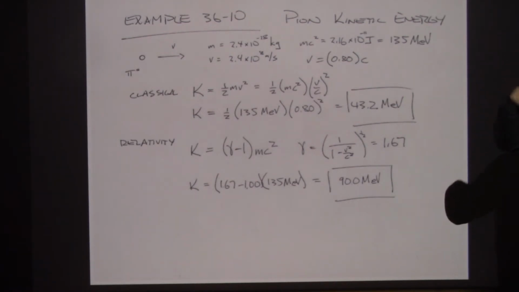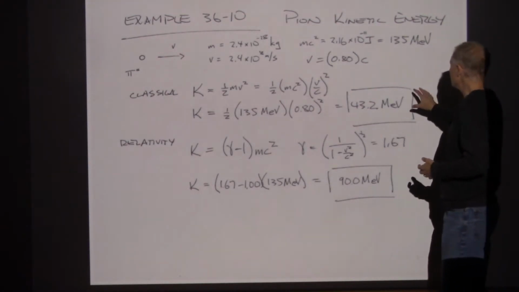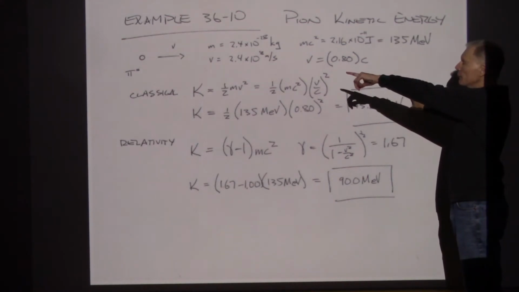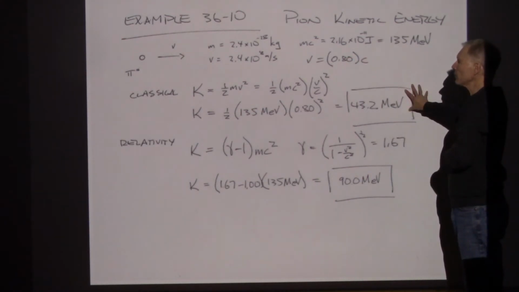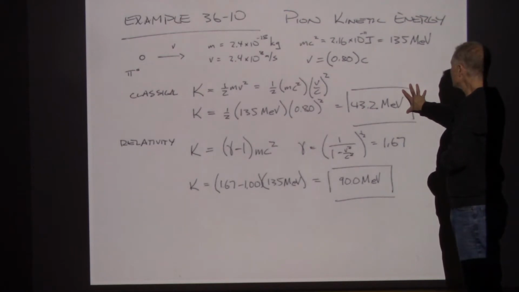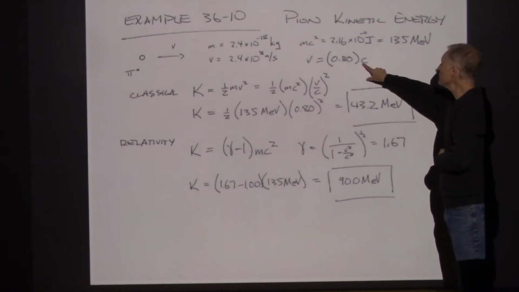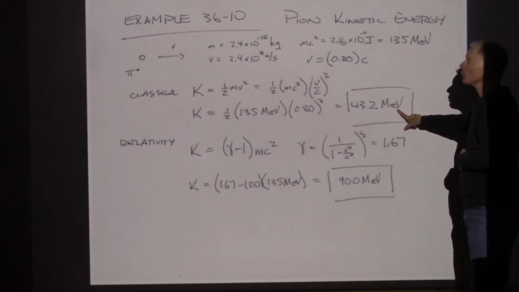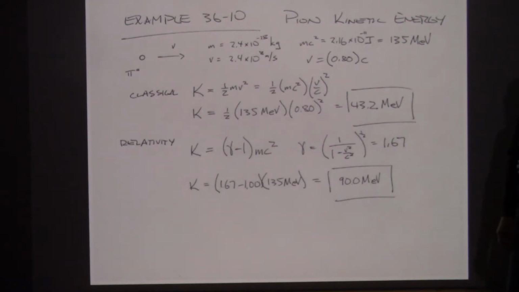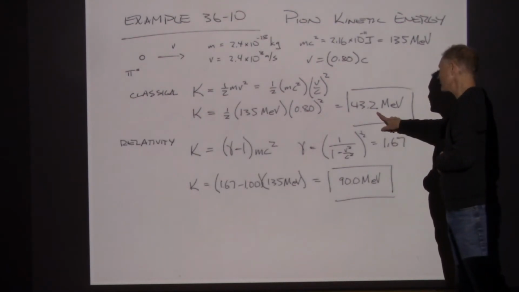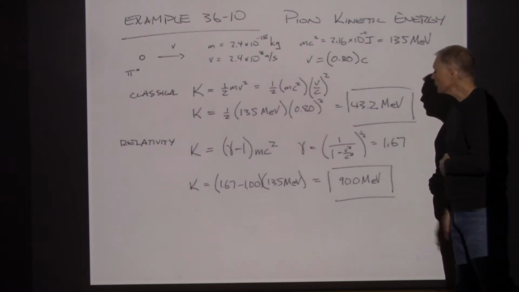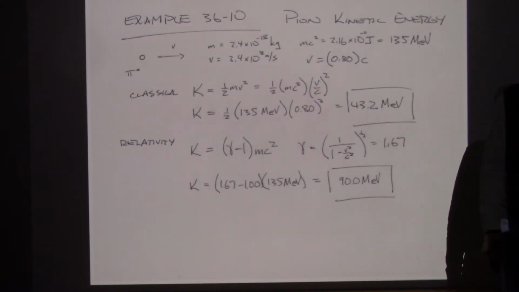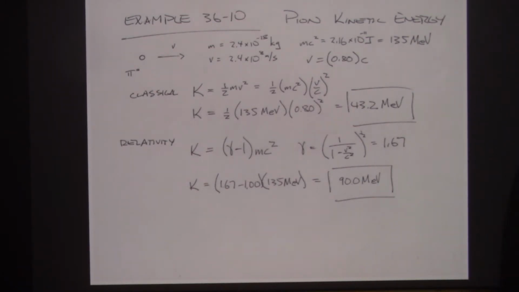So let's flip around this description. We could ask how much kinetic energy would a pion, this fundamental particle, require to bring it up to this speed? Classical physics says 43 MeV of energy, but relativity says no, it's 90. It would require more than twice as much energy to bring it up to that speed.